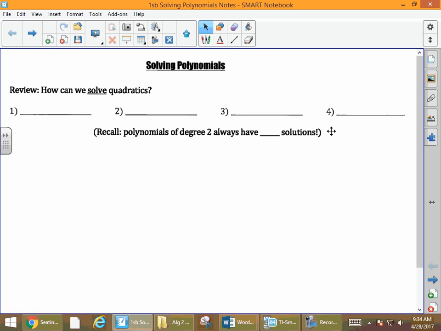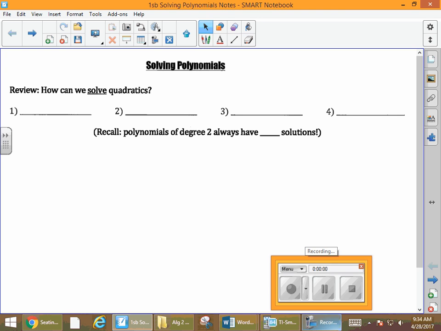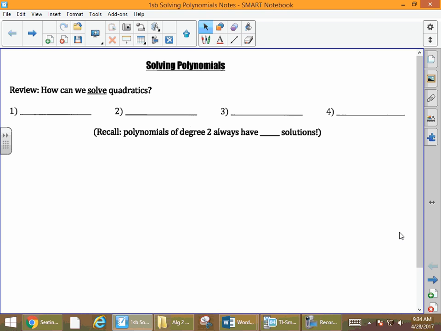So as we solve polynomials here, we need to go backwards for a few minutes and start with our most basic of polynomials, which is the quadratic. How do we solve a quadratic? There's four methods that we've learned either in Algebra 1 or Algebra 2, and we've talked about all of them in Algebra 2. But what's one of them?